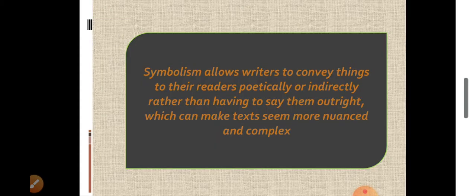Symbolism allows writers to convey things to their readers poetically or indirectly rather than having to say them outright, which can make text seem more nuanced and complex. So, by using symbols or symbolism, what do writers do? They make it more poetic, more indirect, more interesting, more complex, which creates ultimate pleasure in reading the literary work. So rather than saying it outright or in a direct way, they use it to make it complex or indirect.